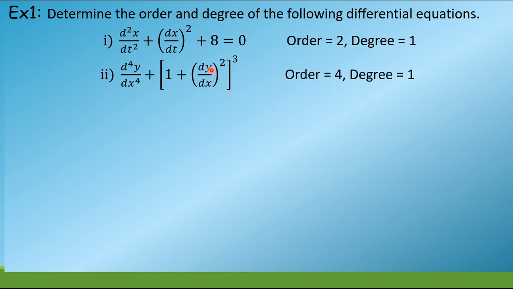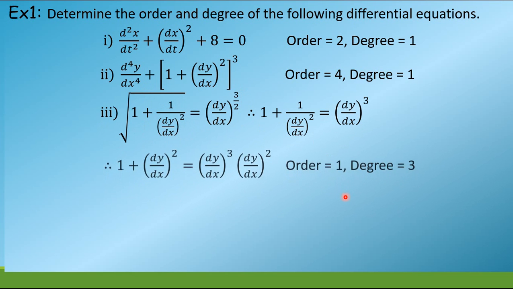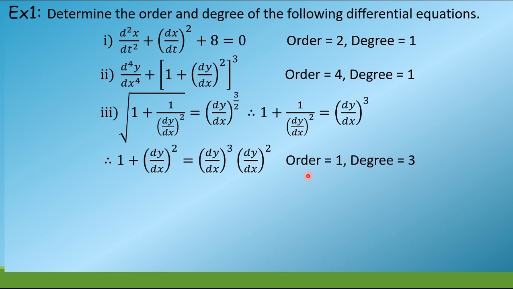Now here again, don't concentrate on this 2 and 3, you have to concentrate on the higher order derivative, which is 4. So therefore 4 is the order and index is 1, so degree will be 1. Now for this equation, it contains radical sign, means under root sign. You have to make it free. 3 by 2 is also under root sign. So squaring on both sides will give you this type of equation. On solving, you will get this type of equation.